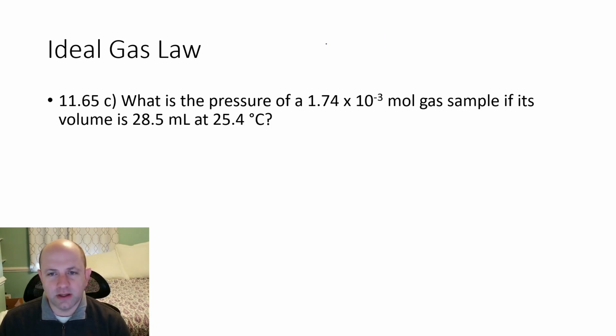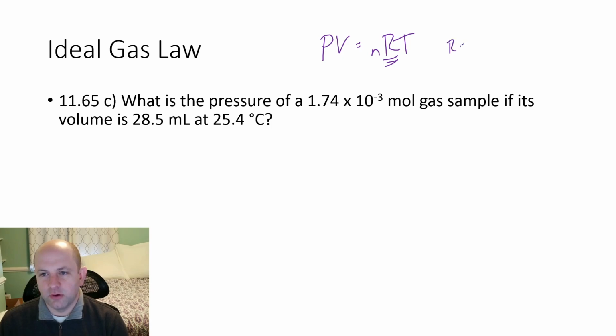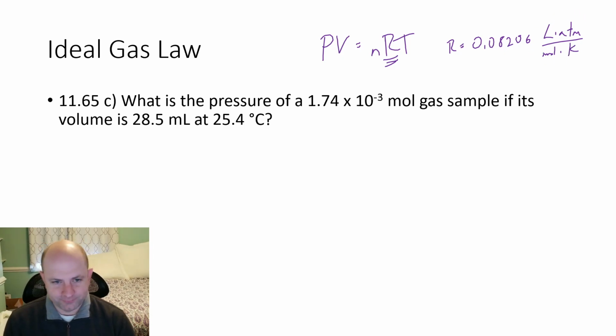Whenever we use the ideal gas law, so let's remind ourselves, PV equals nRT, we've got this gas constant where R equals 0.08206 liter ATM over mole Kelvin, and we've got to make sure our units match those. So we say, okay, we've got moles, that's good. Oh, but we've got milliliters. We've got to change that. That's not good enough. So go from milliliters to liters.